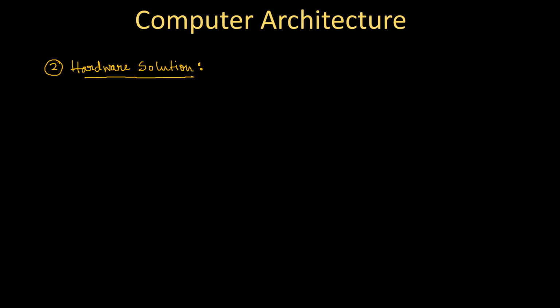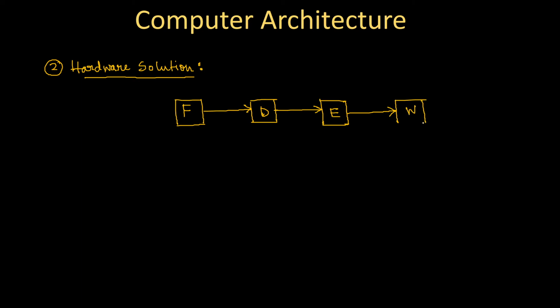firstly you have to realize the structure of the pipelining and where it is having the problem. So if we draw the processor in the form of connection of the stages: fetch, decode, execute, and write back.